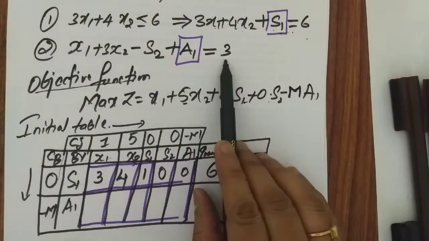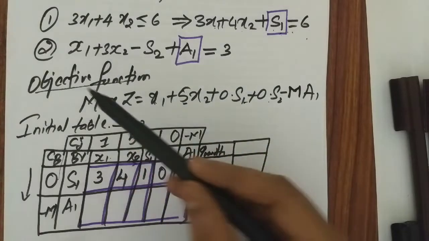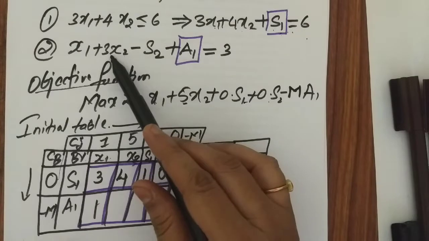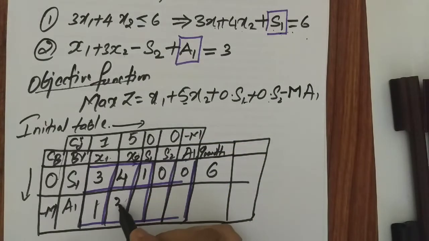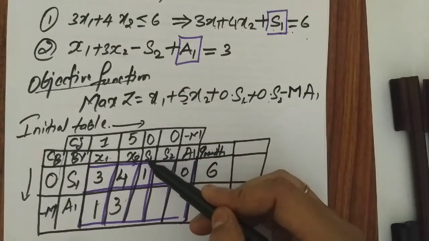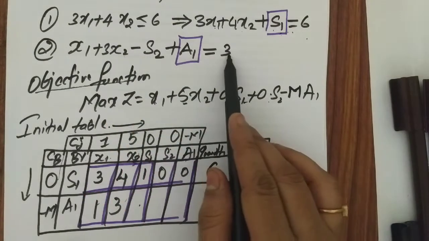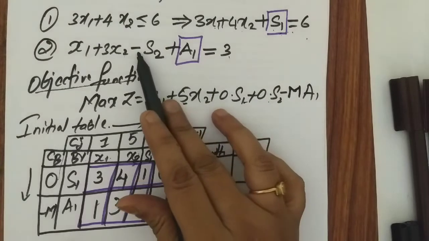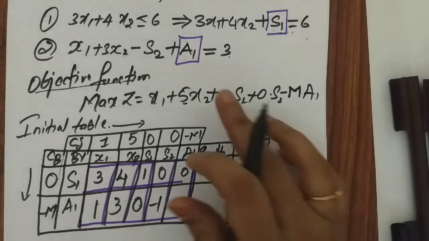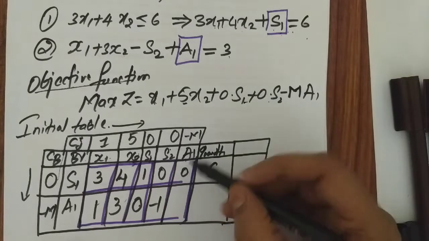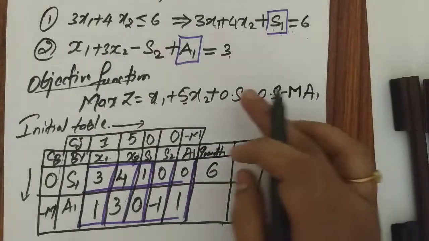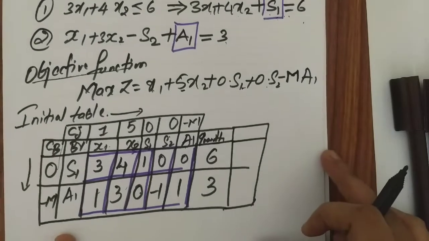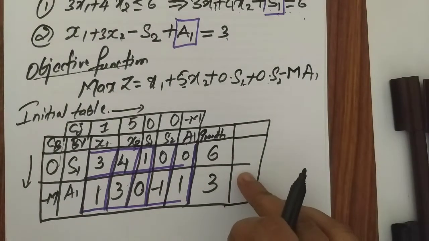Next, come to the second row, that is the second constraint's coefficient values. Below x1, the coefficient is 1. Below x2, the coefficient is 3. Below s1, since we don't have s1 in our constraint, we take it as 0. s2 has a negative value, so it is minus 1. Below a1, the coefficient value is 1. And the quantity of the constraint is 3. So this is your first table.